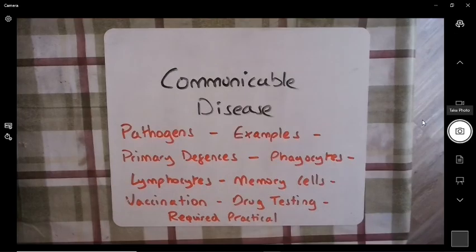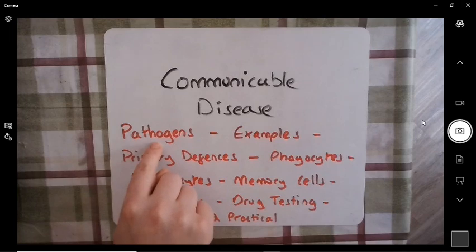Hello, welcome to a GCSE revision video about the topic communicable disease. This is a big topic, guys. I think the biggest topic out of all the ones that we do here in paper 1. So I've written down in red the key ideas within this topic, and I'll try to get through as much as I can in my 20-ish minute window.